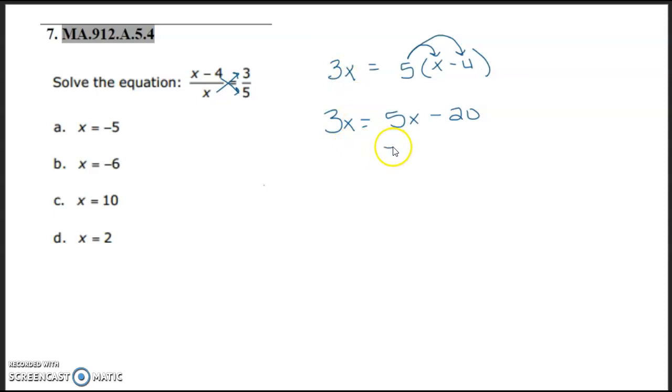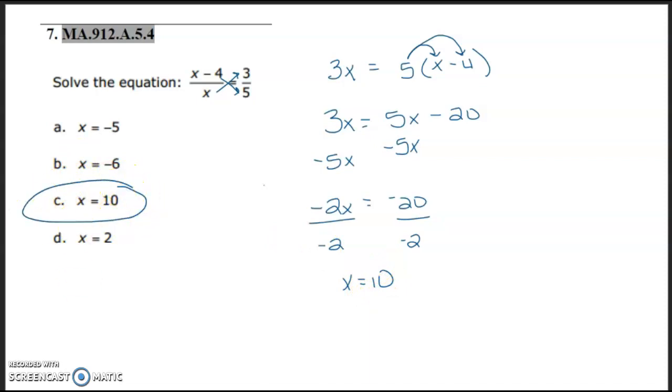So now we just need to get x by itself. So I'm going to subtract it from both sides so I can get it all on the same side. Negative 2x equals negative 20. Divide both sides by negative 2, and x equals 10. So your answer here is C.